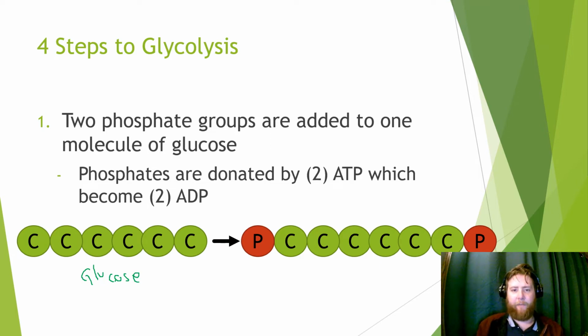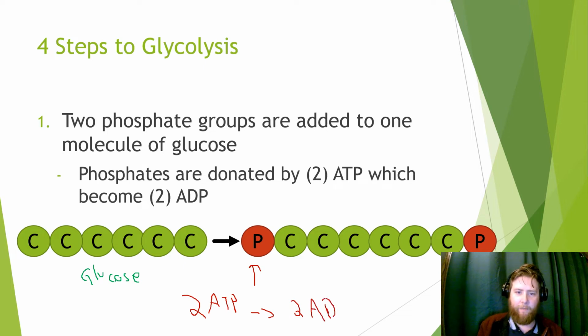We add these phosphates, which I have put in red and put a P on because they're not carbons like these. And we're going to take 2 ATP and break them down to 2 ADP. And ADP is adenosine diphosphate, meaning 2 phosphates. So each one of these ATP gave up a phosphate molecule to put it on either end of this glucose.